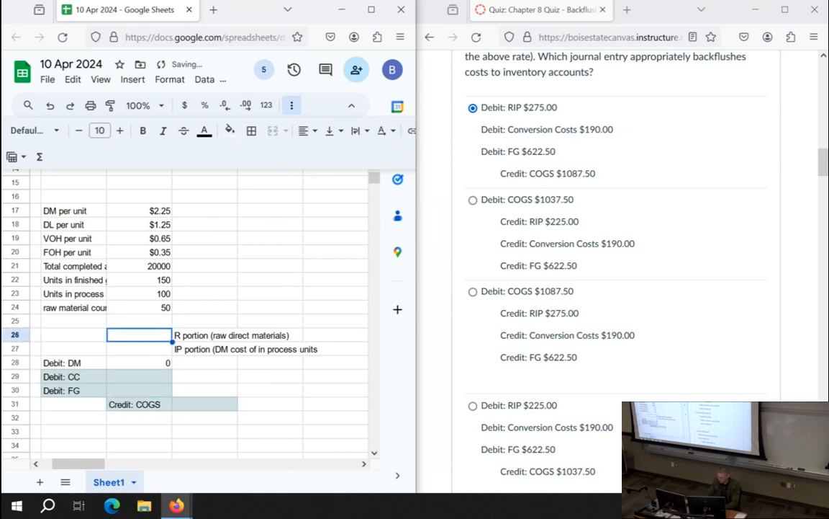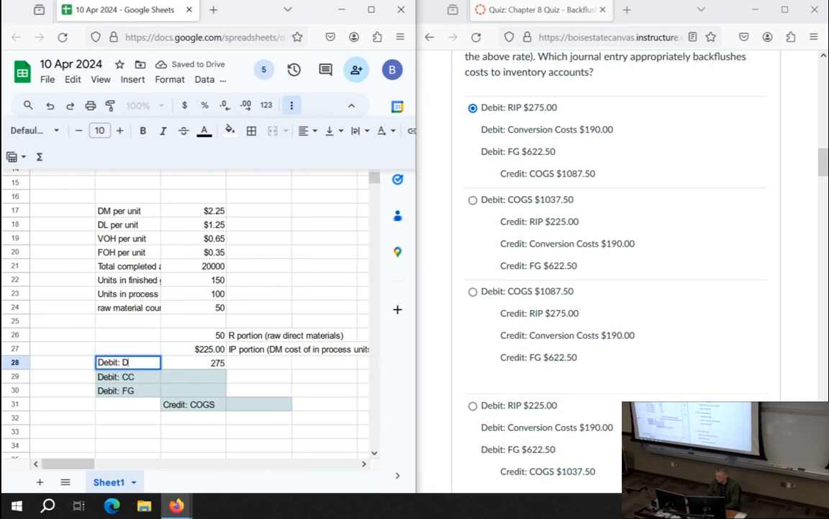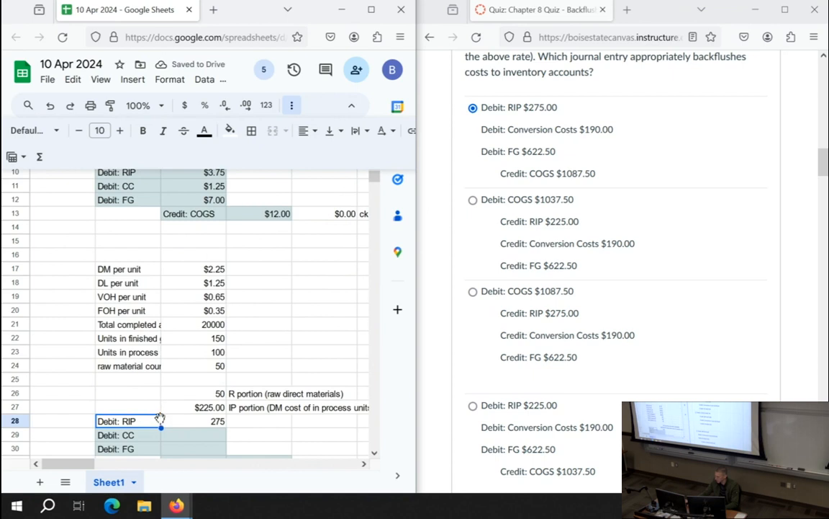Okay, so the raw materials portion is going to equal that $50. This is the raw materials that we counted at the end of the period. And the in-process portion is the rate for direct materials times the units in process. So that is our correct answer for, I labeled it right up there. That's our debit to WIP. We have a raw materials portion and an in-process portion equaling 275, which is why this is the right answer.